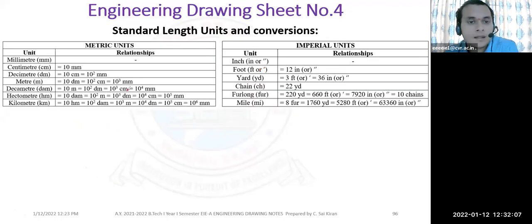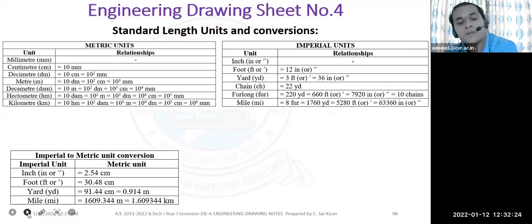Okay, these are the metric units and these are the imperial units. In all the European countries they use only imperial units, they don't use metric units. All the countries related to America will use metric units. And there's one more thing: the conversion of imperial units to metric units and metric units to imperial units.